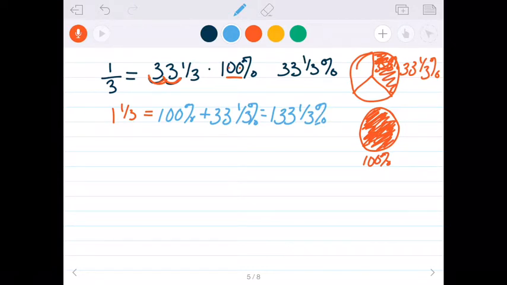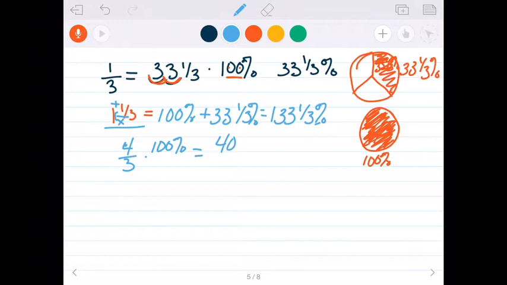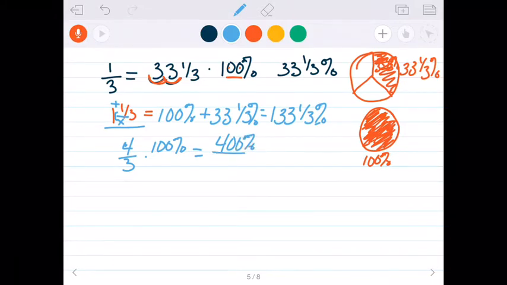Another way we could have done this problem here is to make it an improper fraction. And if you recall, we do that by multiplying the denominator times the whole number. Okay, that's multiplication, and then we have to add the numerator. Well, 3 times 1 is 3, plus 1 is 4. So we end up with 4 over 3. And then we can use one of the methods that we looked at before. So let's multiply it by 100%. So we get 400% over 3. And now we can divide.